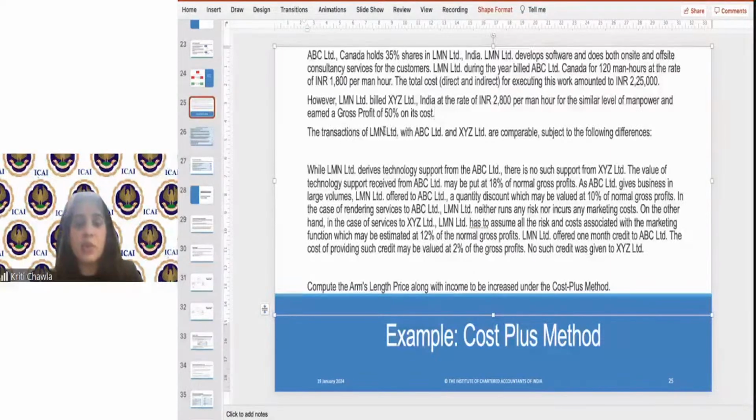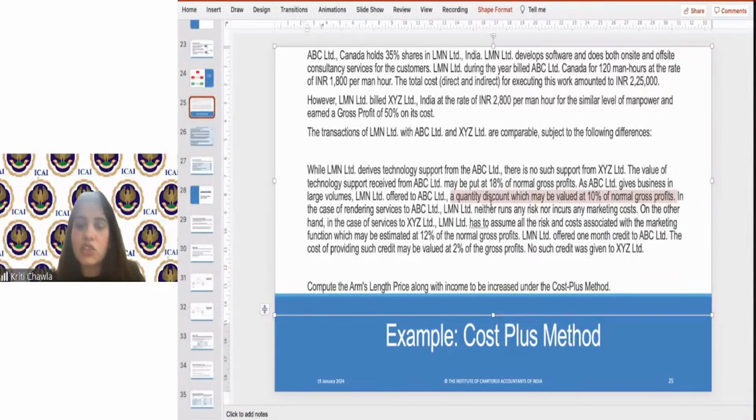Now, the transactions between LMN Limited and ABC Limited and XYZ Limited are comparable subject to the following differences. That means the question is asking for adjustments. While LMN Limited derives technological support from ABC Limited, there is no support from XYZ Limited. That means we'll have to adjust for the technology support. The technology support is 18% of normal gross profits. Then there is a quantity discount, which is 10% of normal gross profits.